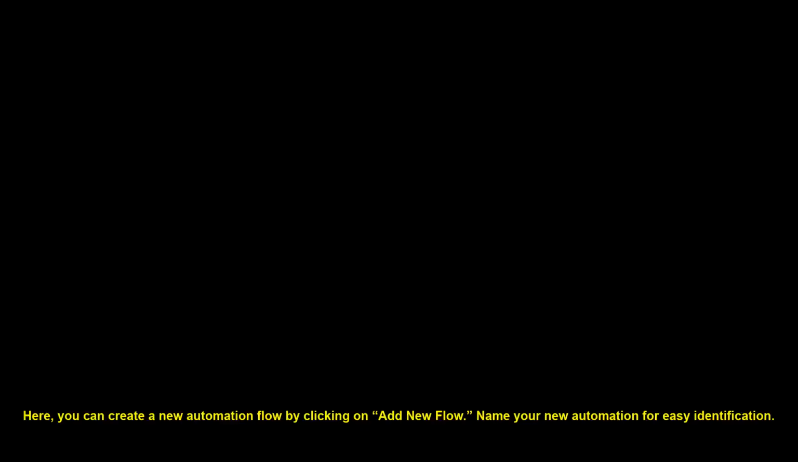Now, go to the Automation section in the left-hand menu. Here, you can create a new automation flow by clicking on Add New Flow. Name your new automation for easy identification. Then, select the trigger condition for this flow, such as specific keywords or user actions.